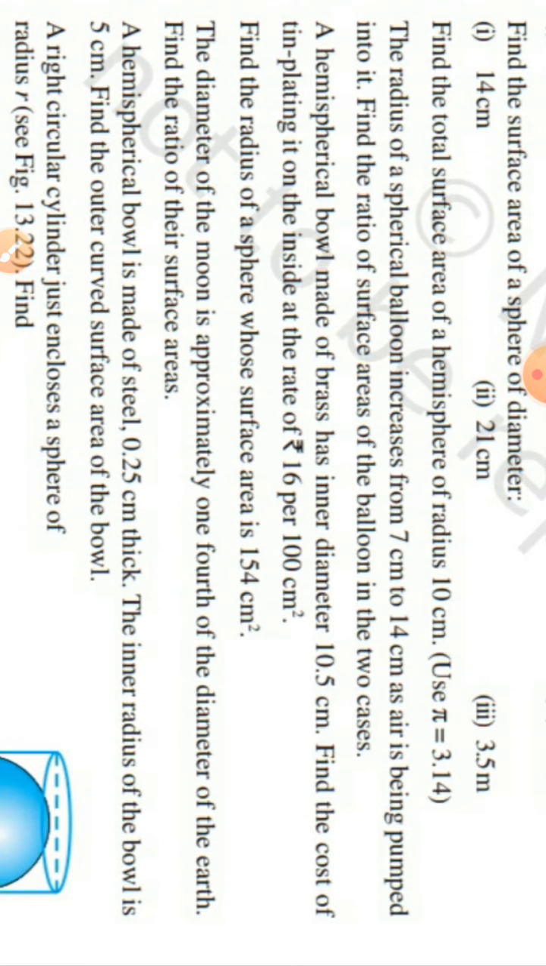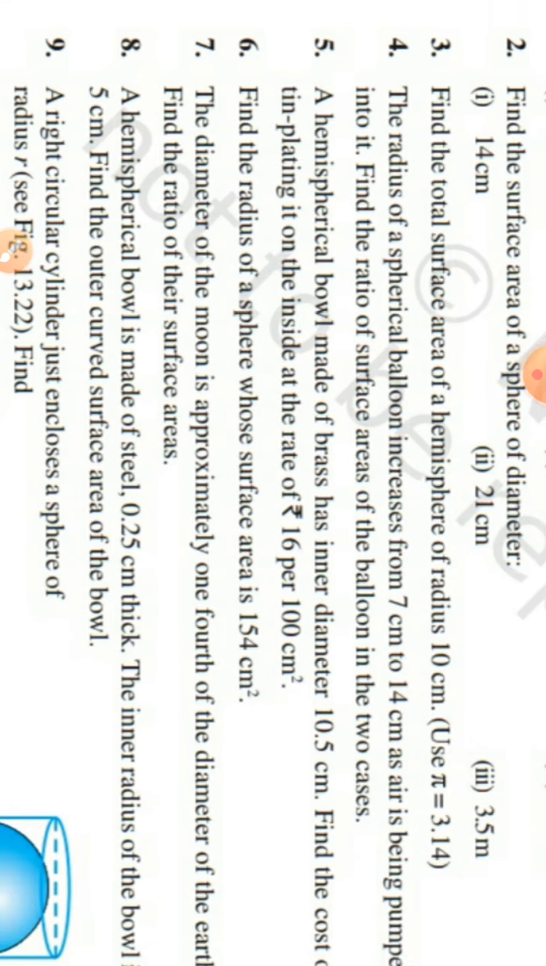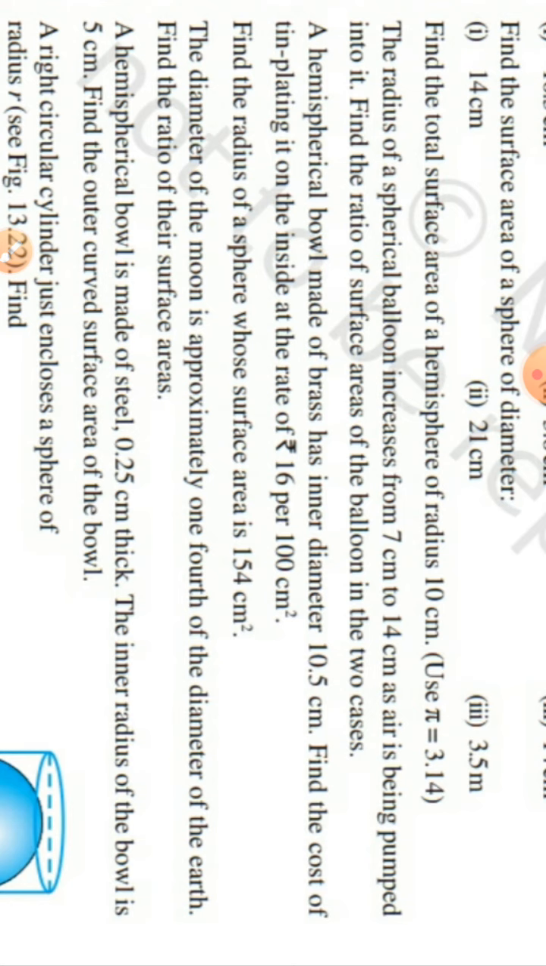Again read it carefully. Number 5: a hemispherical bowl made of brass has inner diameter 10.5. Find the cost of tin plating it on the inside at the rate of 16 per 100 centimeter square. So we have to find the inner curved surface area only. No problem, the diameter is given, use it directly.